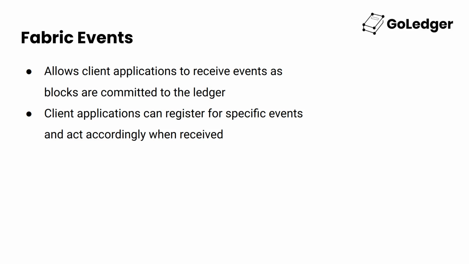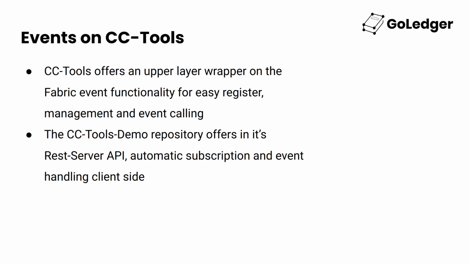Thus, to make use of these events, we have to program our chaincodes to emit them, and we have to have a client application ready to receive and treat them as they are sent. To manage our chaincode to send these events, CC-Tools has an upper layer wrapper on the Fabric event functionality for easy registering, management, and calling of the events. Also, on the CC-Tools demo repository, the REST server can automatically register and treat these events when called, without any need of coding by the developer.